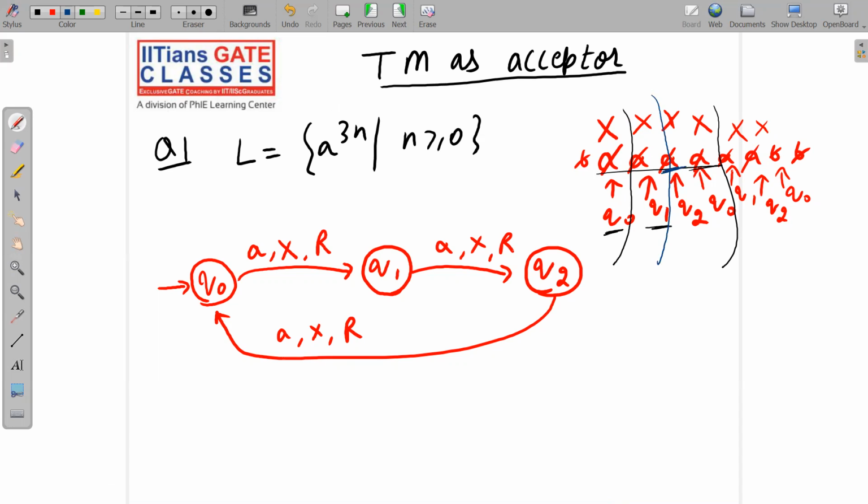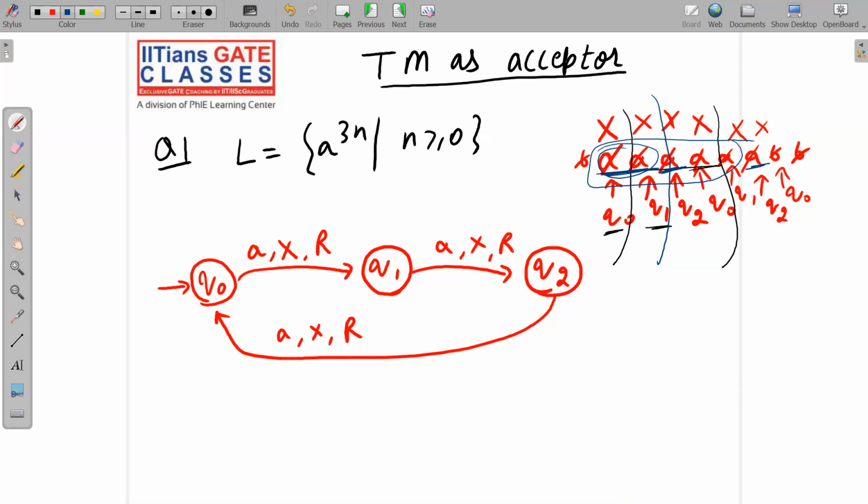Okay, so see here carefully. Q2 reads this A. That means before this, the number of A's mod 3 gives remainder 2. When divided by 3, the number of A's gives remainder 2. Before that, we have 2 A's. Similarly, Q2 has read this A. Before this, we have 5 A's, and so on.